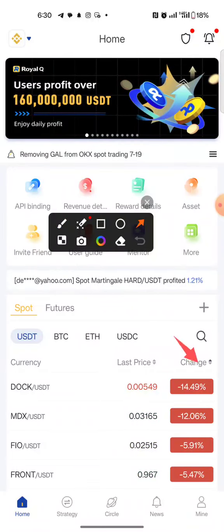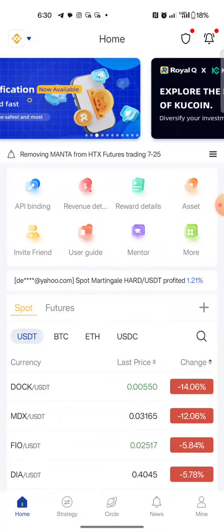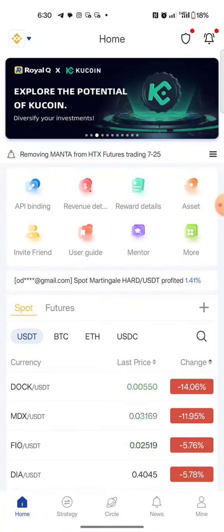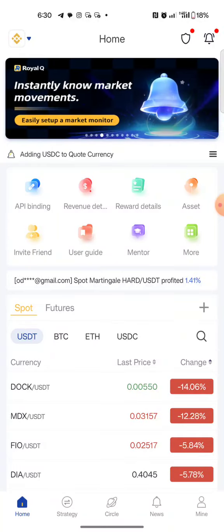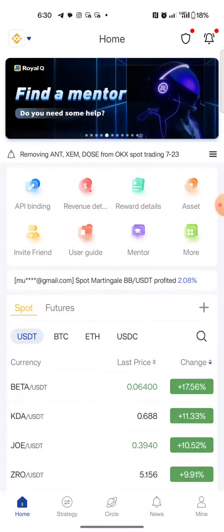So when you come here on your Royalq and you tap on these two arrows, you'll be able to change the percentage change from those that are performing better to those that are performing poorly. And today, we are going to look at how you check a coin and trade it by yourself, and we are going to base our sharing on an amazing indicator called the moving average.